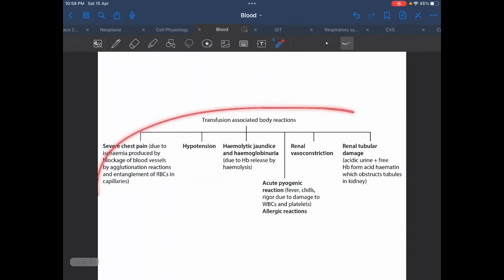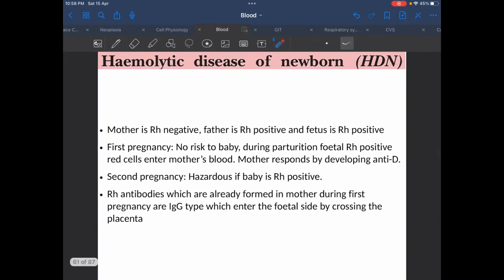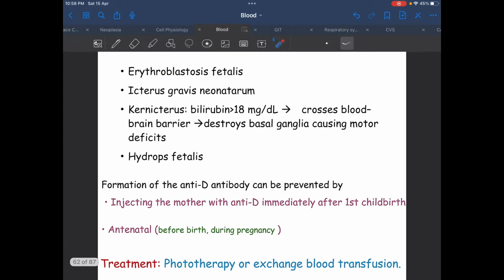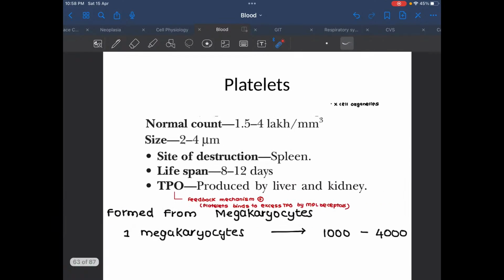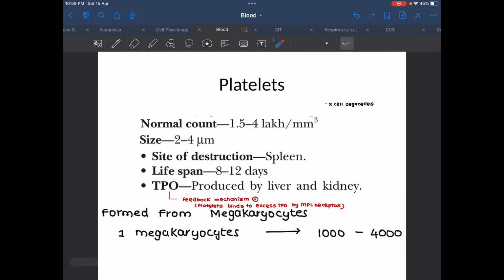So we have studied all of these, right? Hemolytic disease of newborn we've already studied. Mainly the risk will be in the second pregnancy, right? The rest of the details you can study in OBG. Now we move on to your platelets. That's your concluding discussion. We've discussed RBCs. We're not going to discuss leukocytes, so that will be covered in immunology.